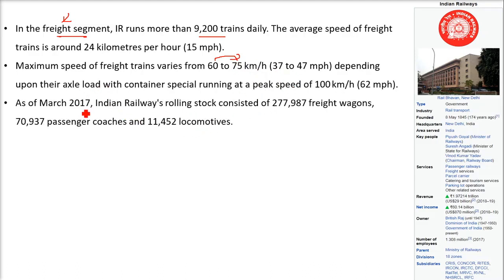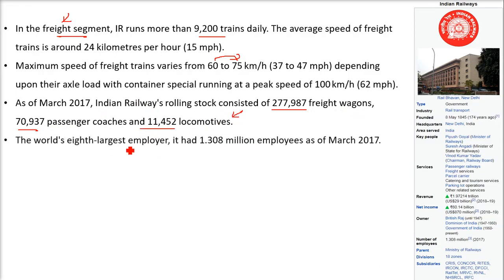Indian Railway, as of the present scenario, consists of 2,77,987 freight wagons, 70,937 passenger coaches and 11,452 locomotives. So the engines etc. come under these locomotives. It is world's 8th.